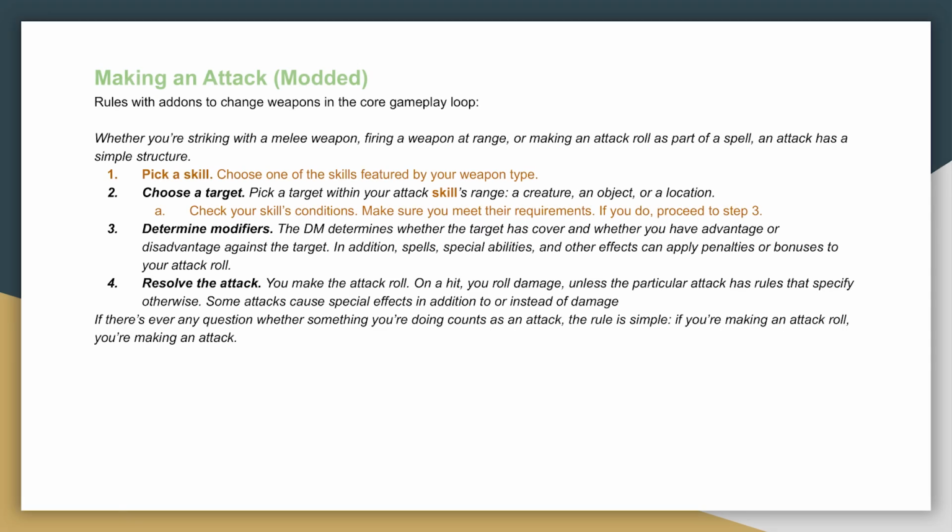To start, we'll want to modify 5e's rules to support the system we have in mind. We'll need to change the making an attack rule in 5e's combat section of the player handbook. For this, we need two addendums. First, the player needs to pick a skill. Second, the player needs to meet the requirements of their skill to attack. The requirements are really important here.